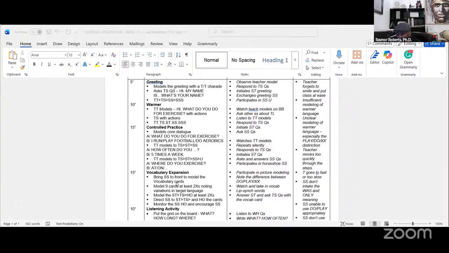You can have cards. So, for instance, what do you do for exercise? I run, but I might give them cards. Some of the cards may say, I walk, I jump rope, right? I do Pilates, I do yoga, right? I lift weights. So when they get to the vocabulary expansion, you're talking less, and they're using the cards to figure out what language they can use. How long do you run? Well, I run for an hour, for 2 hours, for a half an hour, right?